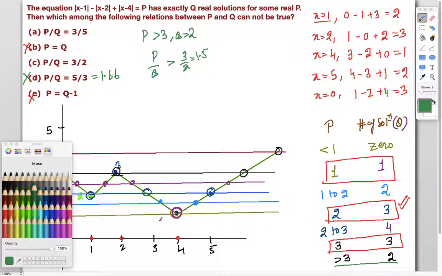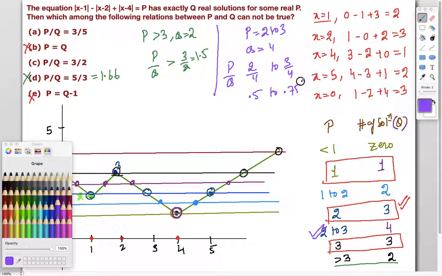Similarly, if you look at one more solution here, this one. When P is lying in the range 2 to 3, and the value of Q is equal to 4, what is the range of P by Q in this case? It will be 2 by 4 to 3 by 4. So 2 by 4 is 0.5 and 3 by 4 is 0.75. So the value of P by Q can also be from 0.5 to 0.75. Option number A is 3 by 5, which is equal to 0.6. So 0.6 is possible. So the answer can't be option number A.